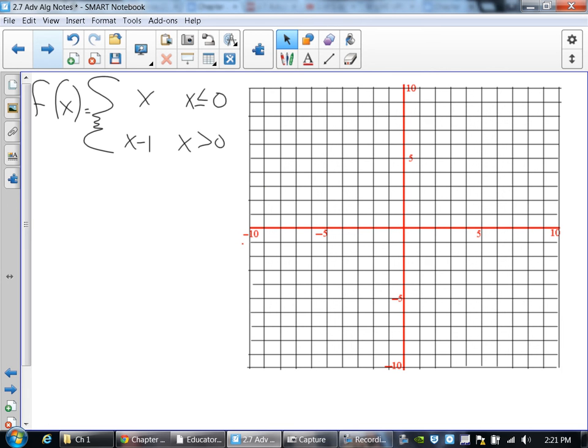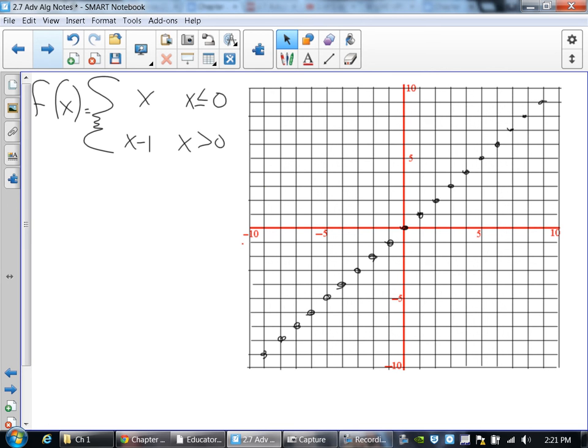So if I'm going to look at just this first one, f of x is x. Well, that's really, really easy to graph. What's the slope? 1. What's the y-intercept? 0. So all I have to do is start at 0 and walk the slope of 1. And go the other direction as well. So there's your equation of y, basically y equals x, or f of x equals x.